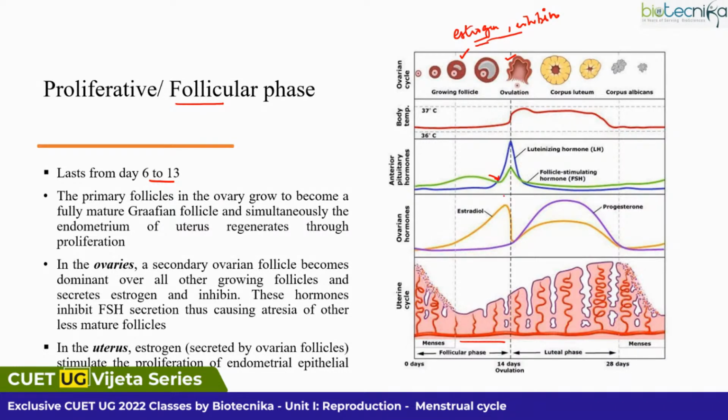Next, in the uterus, what is happening? Because there is release of estrogen secreted by the ovarian follicles, in the uterus you can see the endometrial epithelial cells will proliferate. That is why we call it the proliferative phase, where these endometrial cells proliferate and you can see their levels will increase.